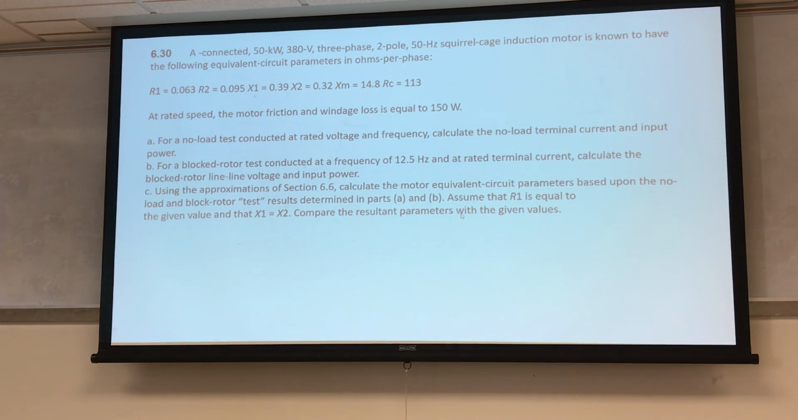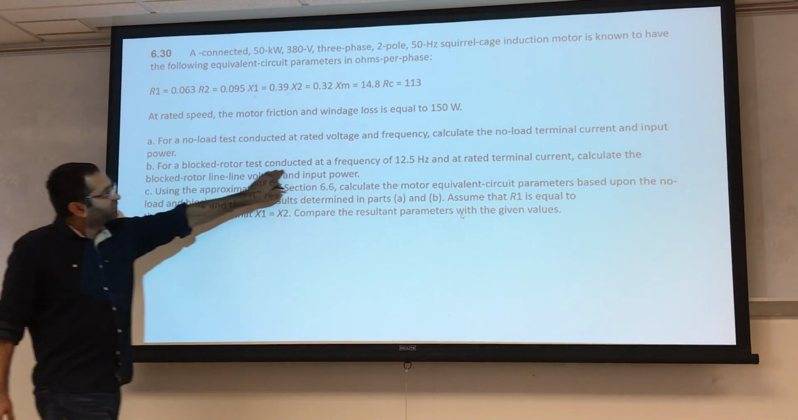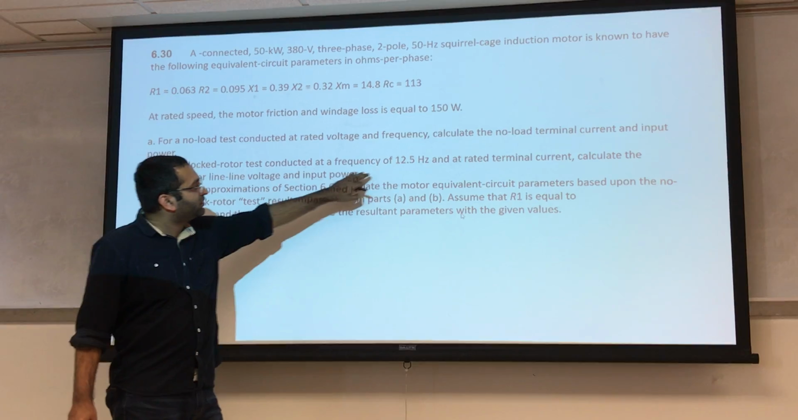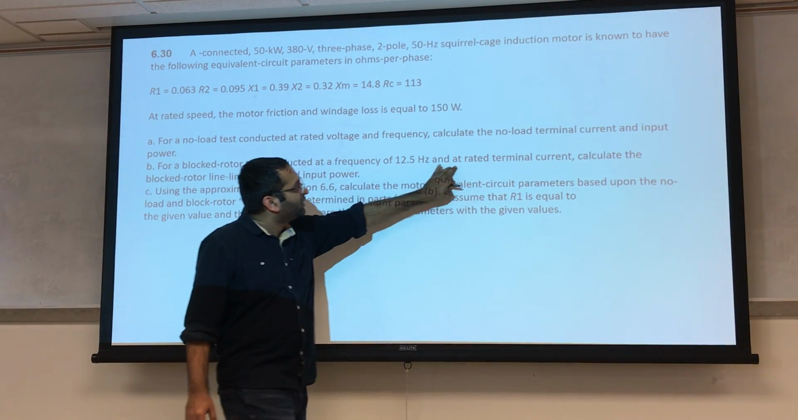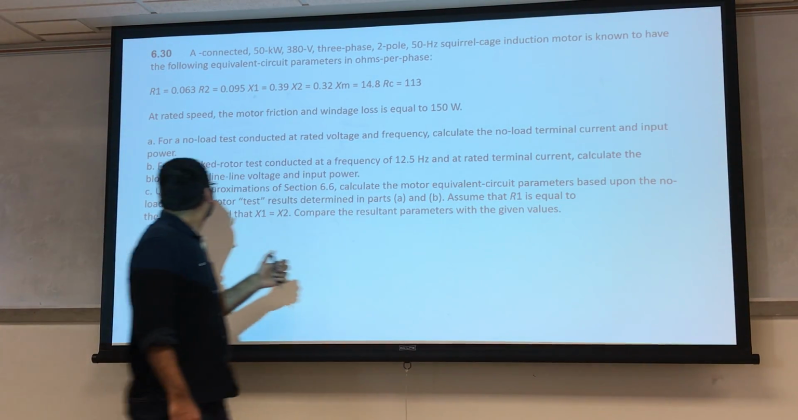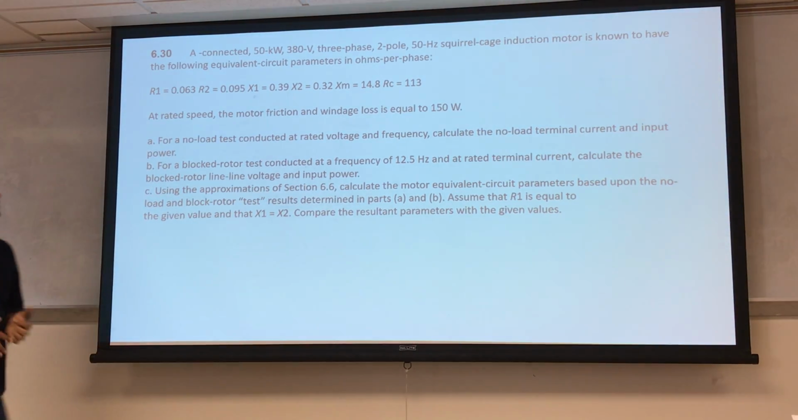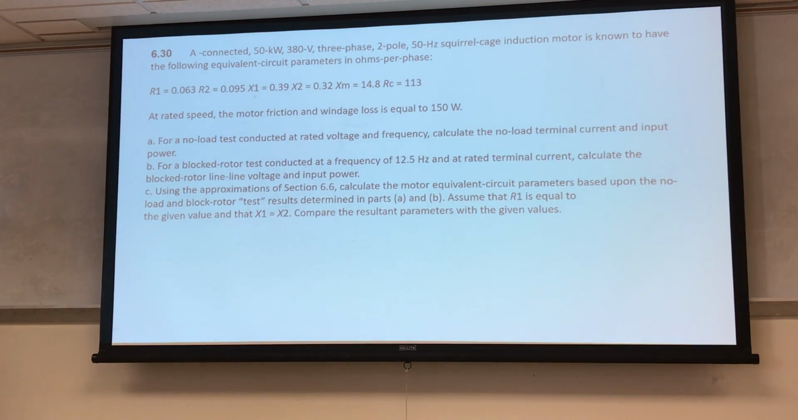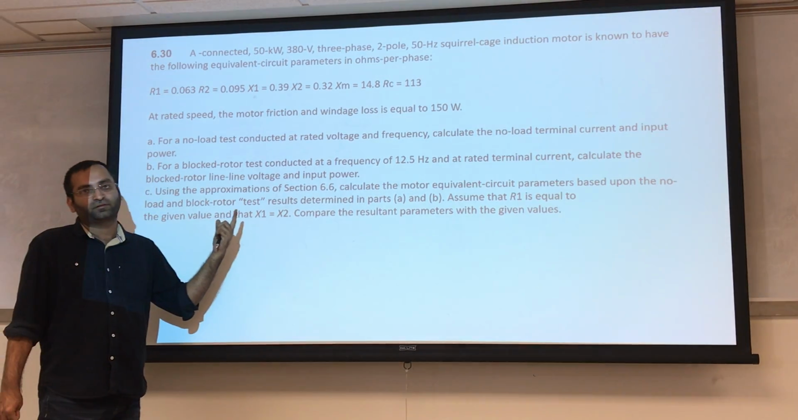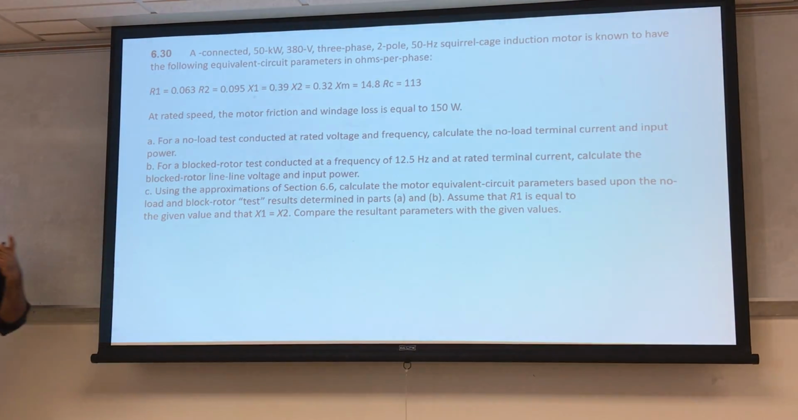Okay, next question says find, for the block rotor test conducted at a frequency of 12.5 Hz and a rated terminal current, calculate the block rotor line to line voltage and input current. So what do you mean by block rotor? It means the rotor is blocked. So that means the speed is 0. So if speed is 0, then slip is 1.